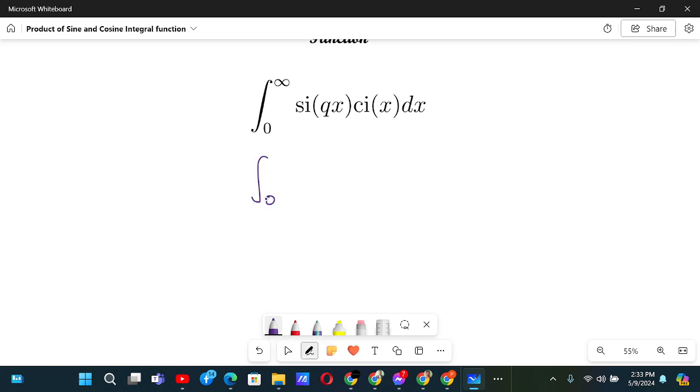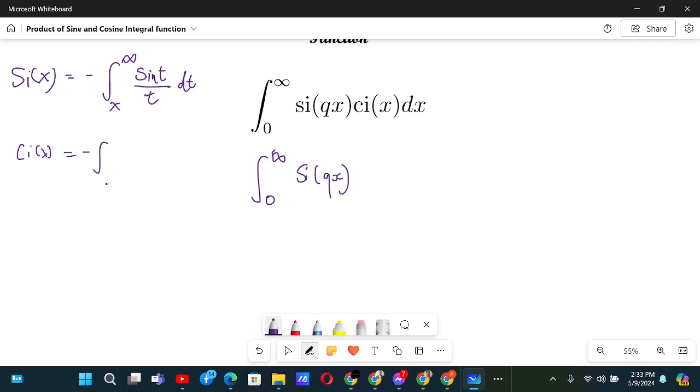So the integral from 0 to infinity, and we have Si of qx. Let me write the definition of both of them. So Si of x is basically negative of the integral from x to infinity of sin t by t dt, and Ci of x is basically negative of the integral from x to infinity of cos t by t dt. Yeah, those two were the things.